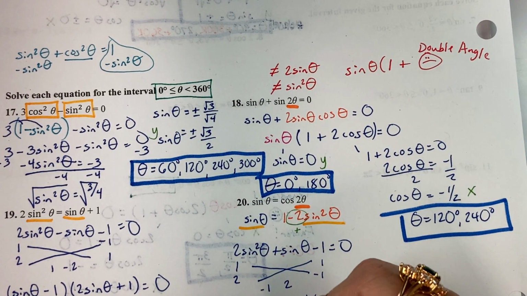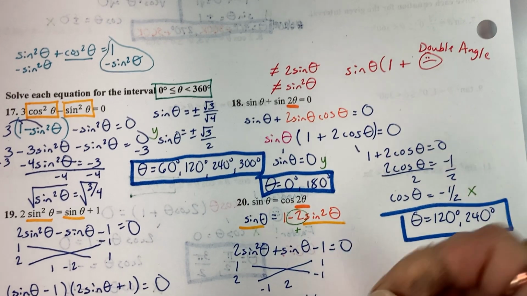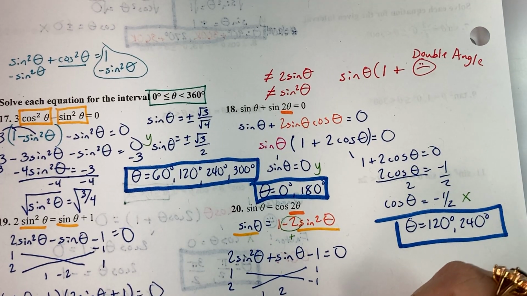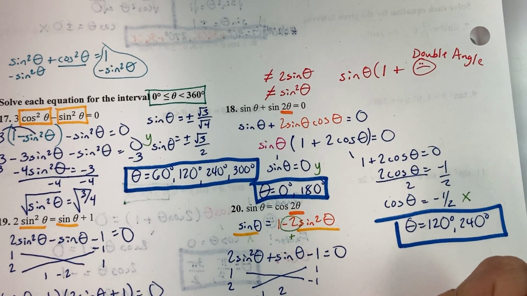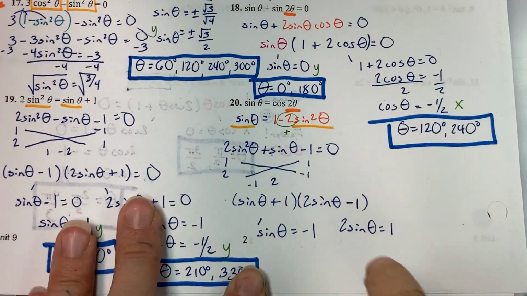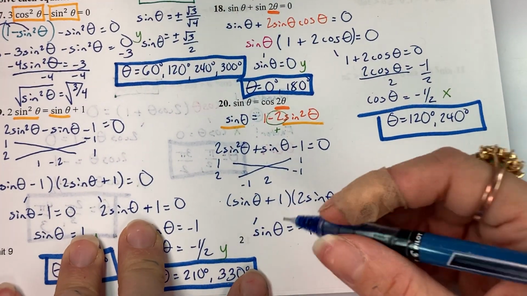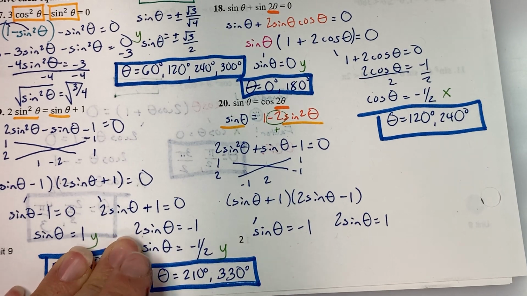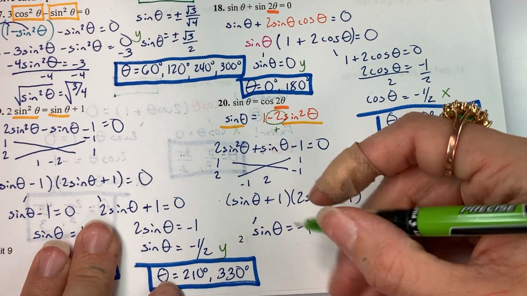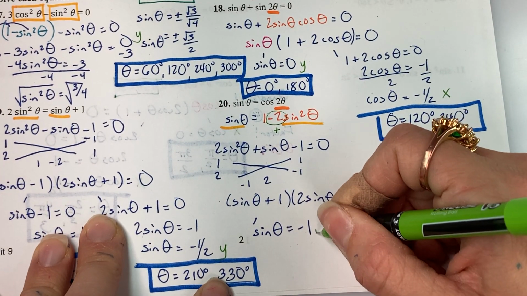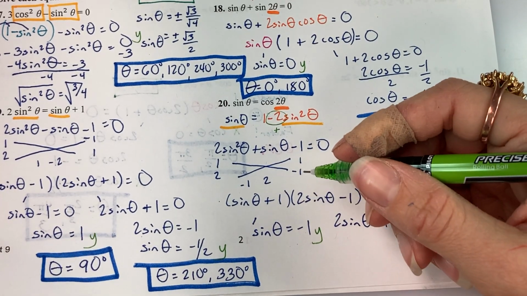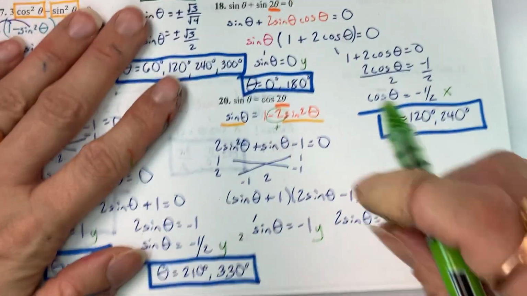So either sine theta equals negative 1, so notice I'm skipping a step there, or 2 sine theta equals positive 1. I do not recommend skipping this step if you have issues with signs. So where does sine equal negative 1? Or where do we have a y value of negative 1? At 270 degrees.